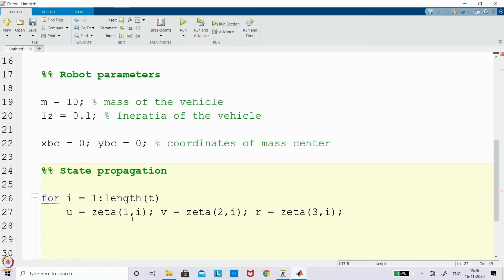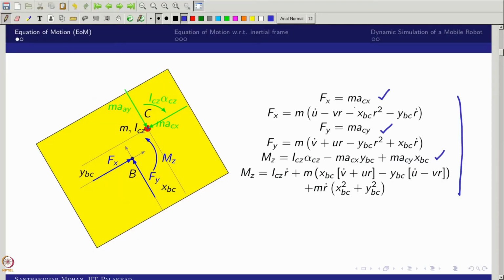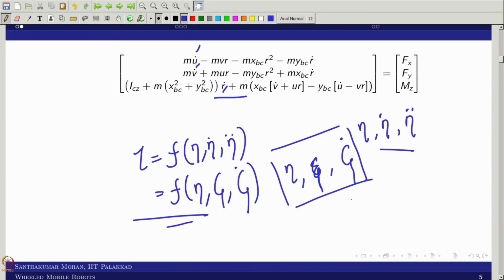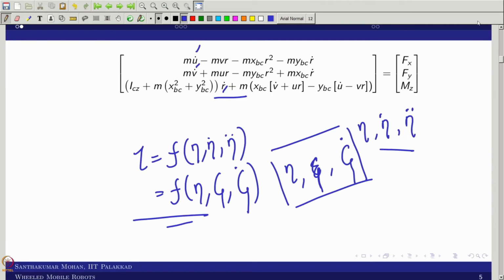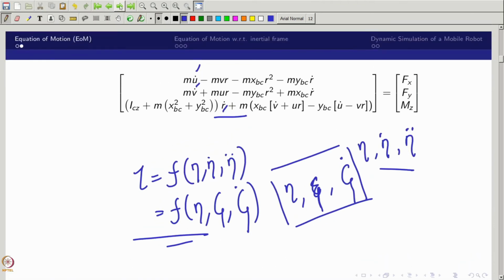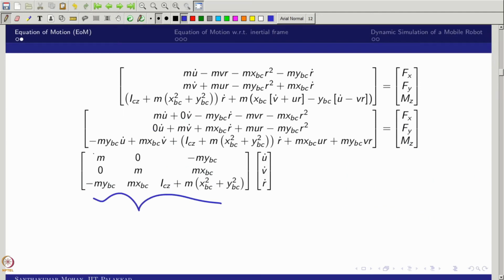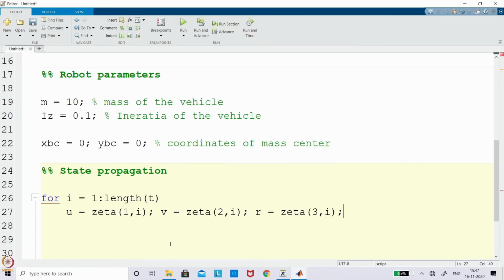So then what else do you require? You require XBC, which you have given, YBC you have given, M we have given, I is given. So that is straightforward, right? You can recall here. Is there anything else? No, right? So I'll just use this matrix form so that it would be easy. You can see this is diagonal as well as off diagonal, and it is going to give a symmetry. So I am just using that.